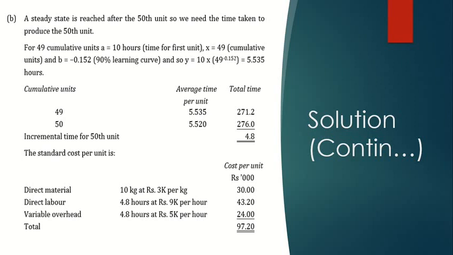It is 5.52. So what we can do, we can apply 49 for x and we can find what is the average time requirement per unit. So if you are producing 49 units, average time will be 5.535. If we produce 50 units, average time requirement will be 5.520, which means this is the average time requirement. So we can't take the difference between these two. It is why this is the average time requirement.